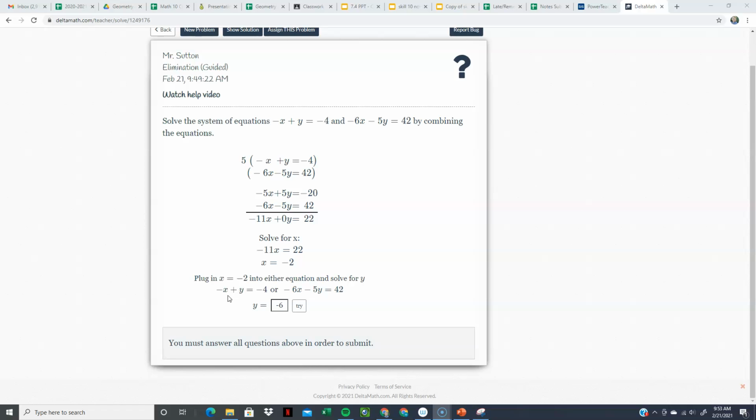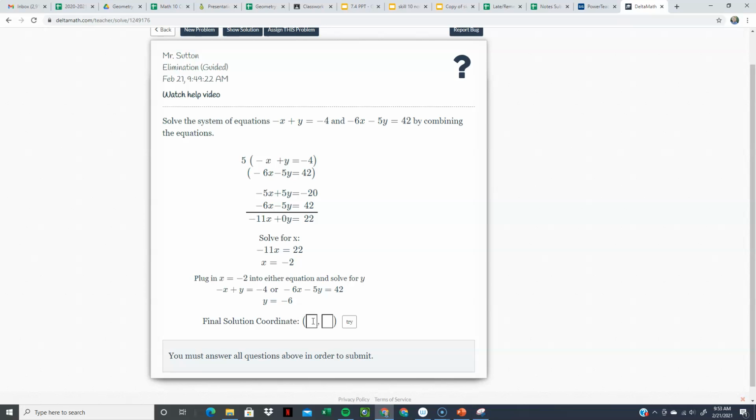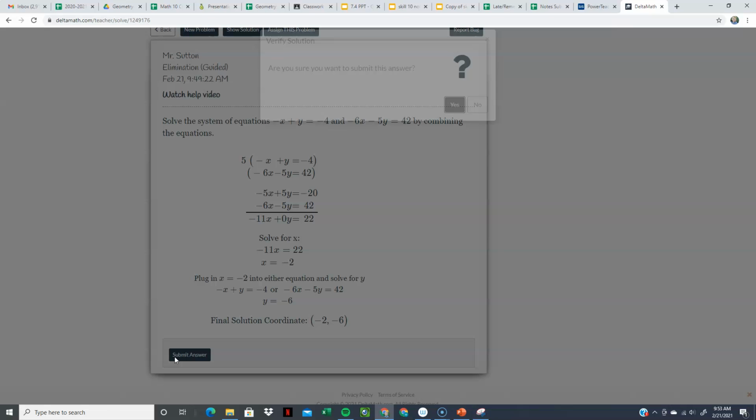So I plugged my -2 in here. So that would be -2, which is +2, plus y equals -4. So you'd subtract 2 on both sides. So you have y equals -4 minus 2, which is -6. If you plug it in here, make sure you're careful with your negatives. Same thing over here, actually. There's a lot of negatives either way you go. So the final solution would be (-2, -6). Let's go ahead and try this.